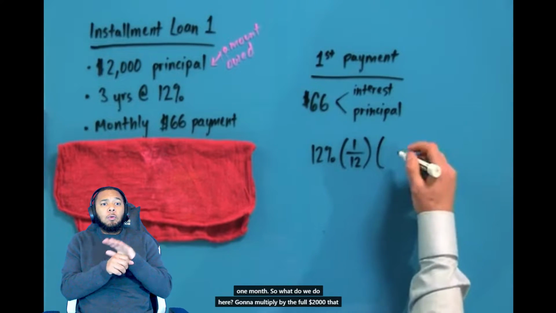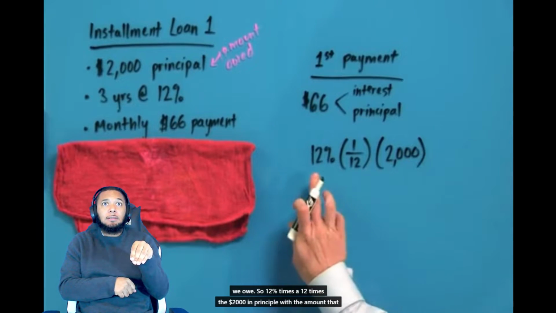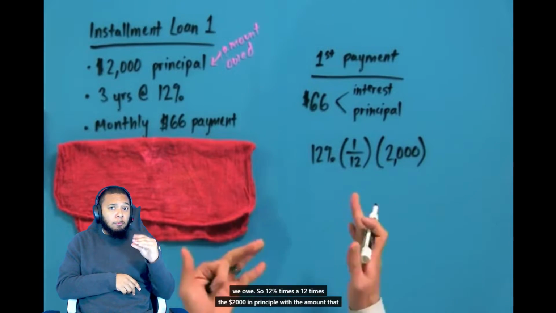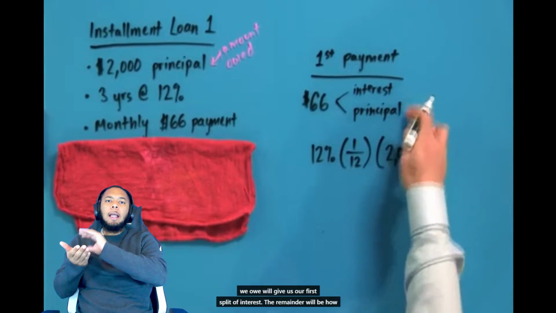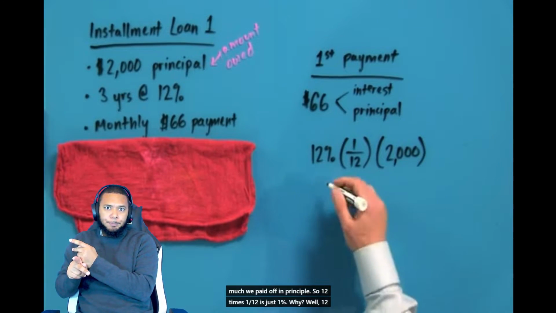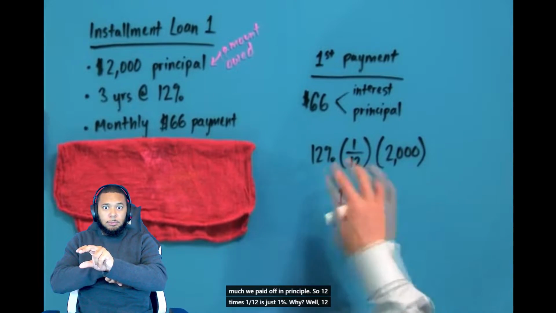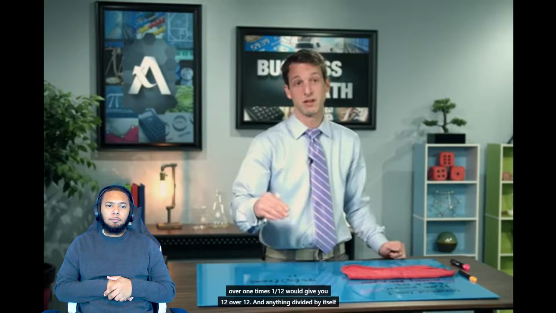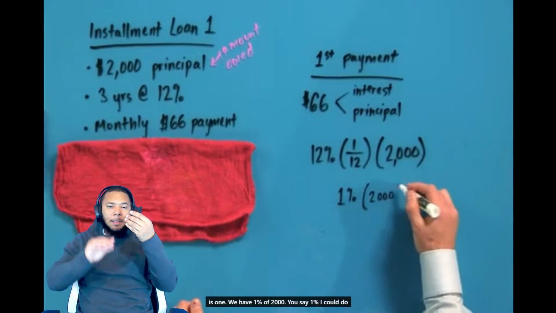So what do we do here? We're going to multiply by the full $2,000 that we owe. So 12% times the 12th times the $2,000 in principal, or the amount that we owe, will give us our first split of interest. The remainder will be how much we paid off in principal. So 12 times a 12th is just 1%. Why? Well, 12 over 1 times 1/12 would give you 12 over 12, and anything divided by itself is 1. So we have 1% of 2,000.